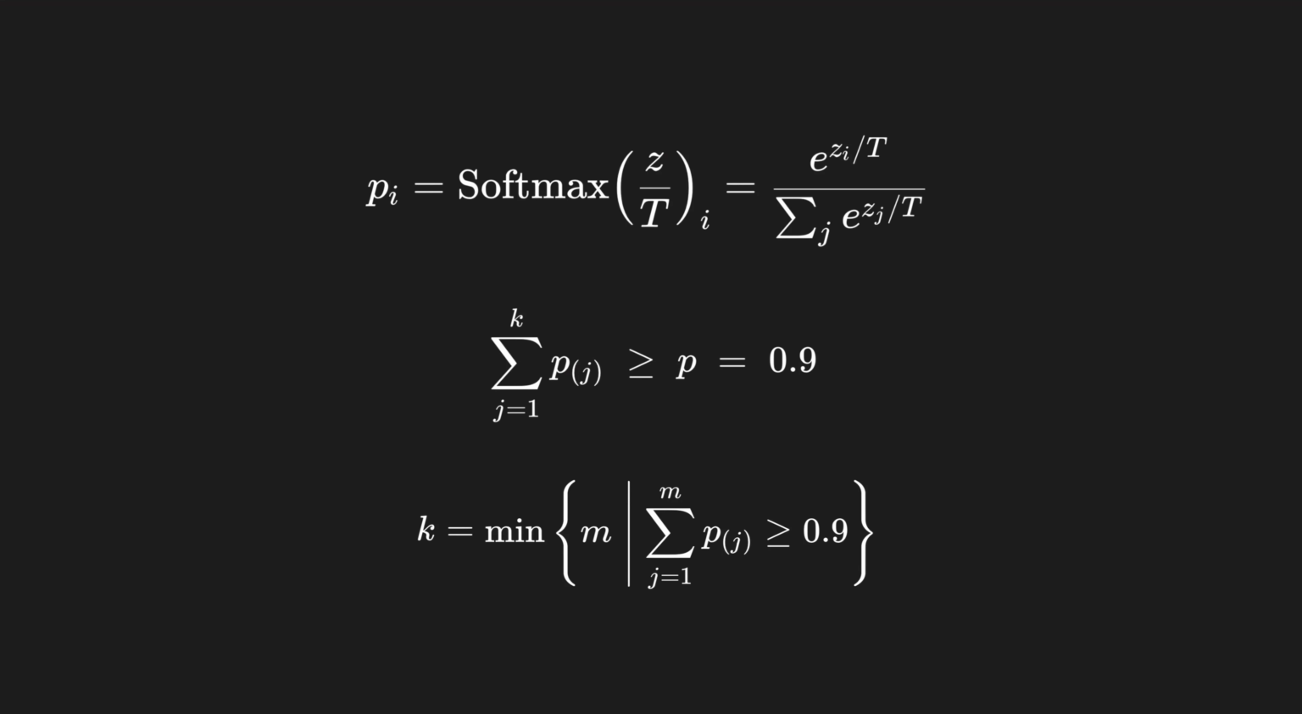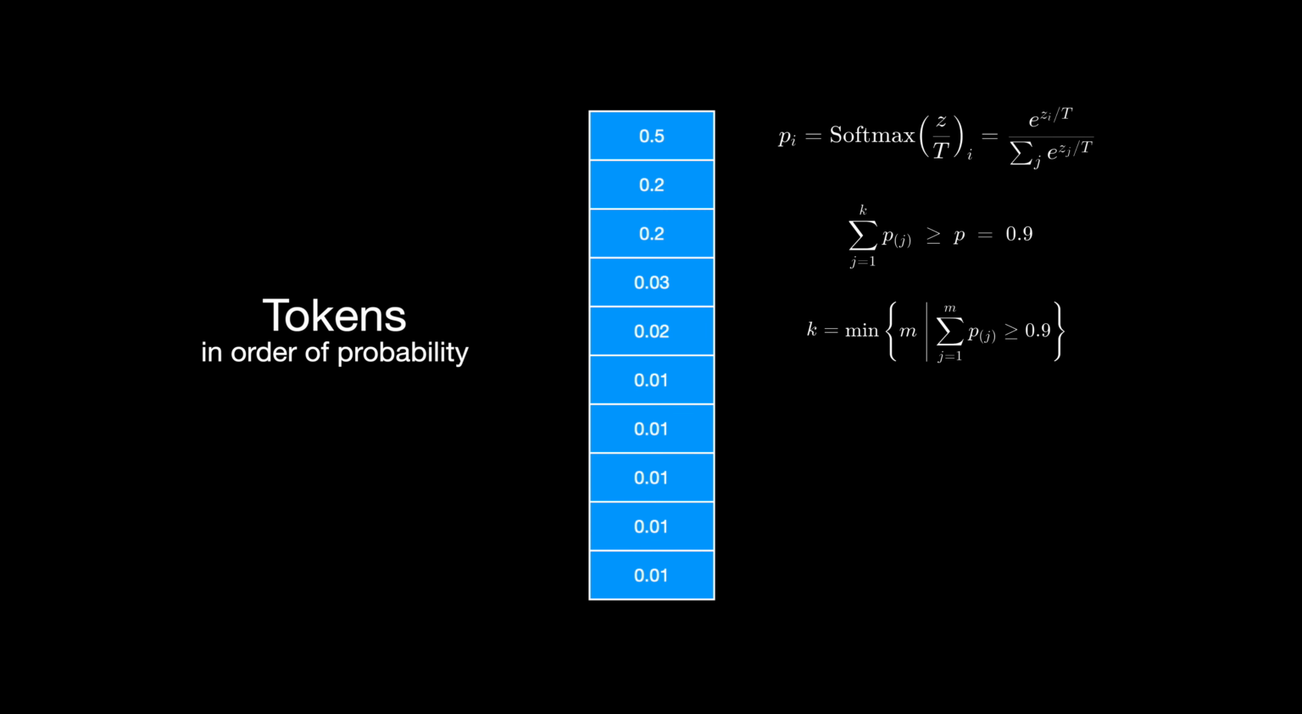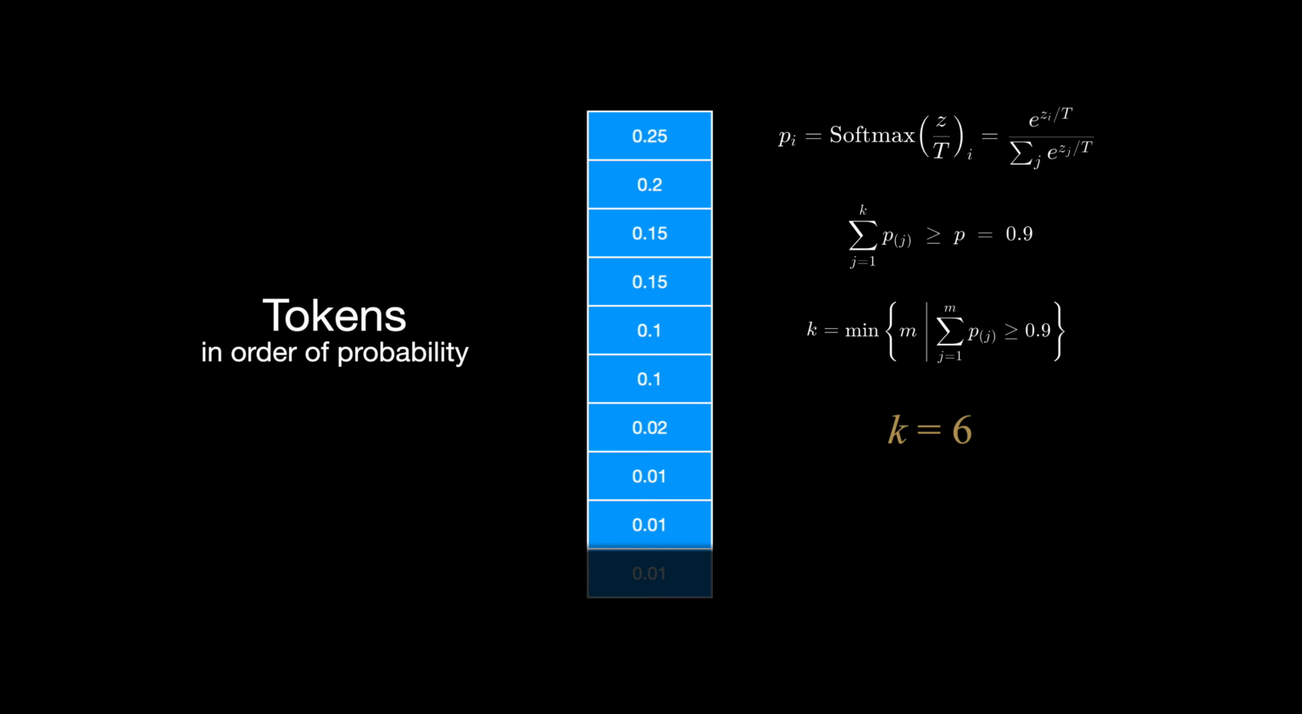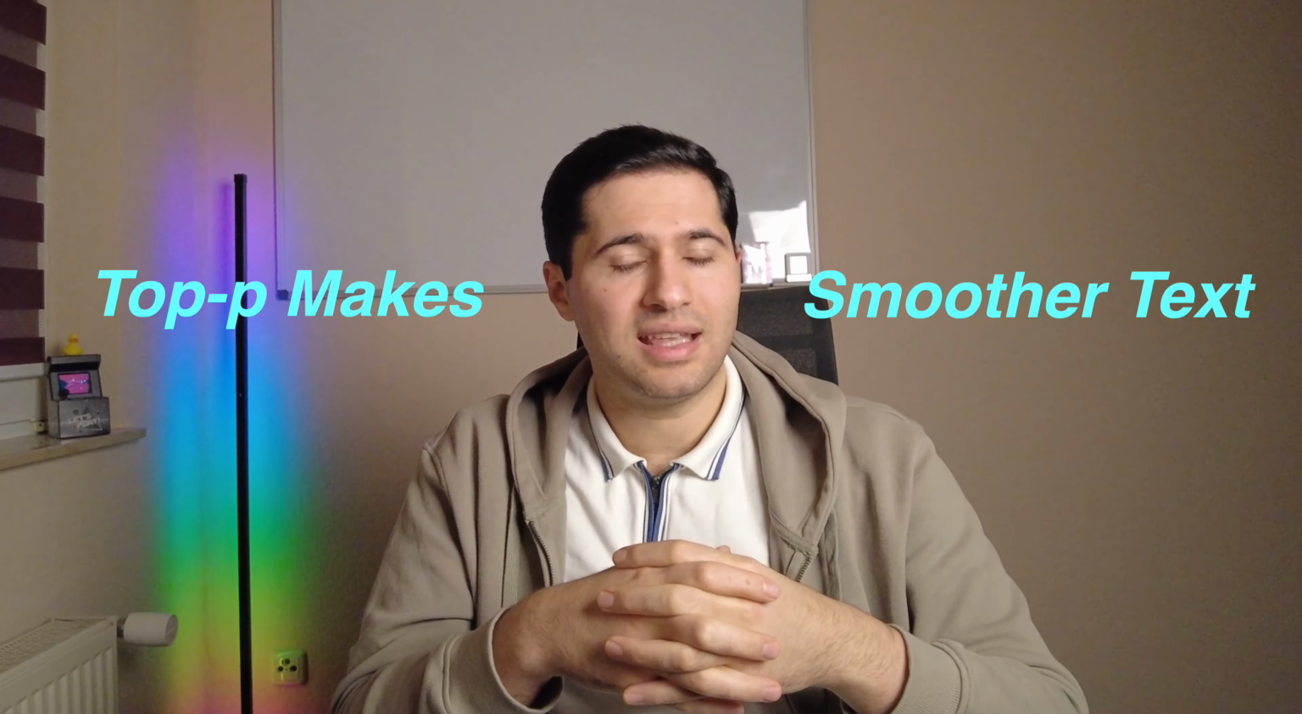Now for the elegant cousin of top K, we have top P sampling, also called nucleus sampling. Instead of choosing a fixed number of tokens, we choose the smallest set of tokens whose combined probability exceeds the threshold P. For example, if P is 0.9, we keep enough top tokens so their total probability adds up to 90%. Sometimes that's 3 words, sometimes 20. It depends on the distribution. It can adapt dynamically to the situation. If the model is confident, it picks from fewer words. If uncertain, it widens the pool. That's why top P often creates smoother and more natural text than a fixed top K.